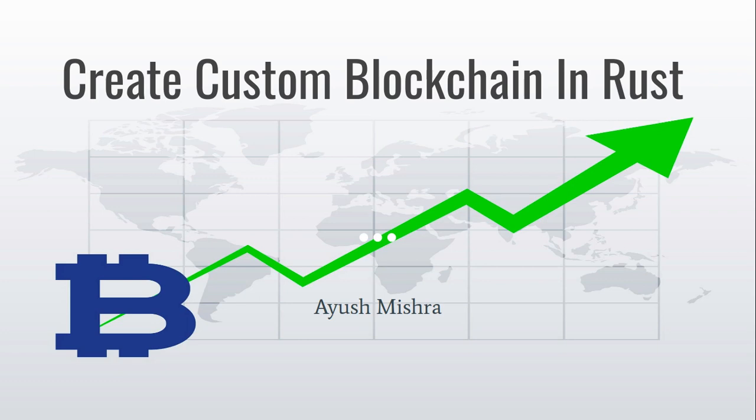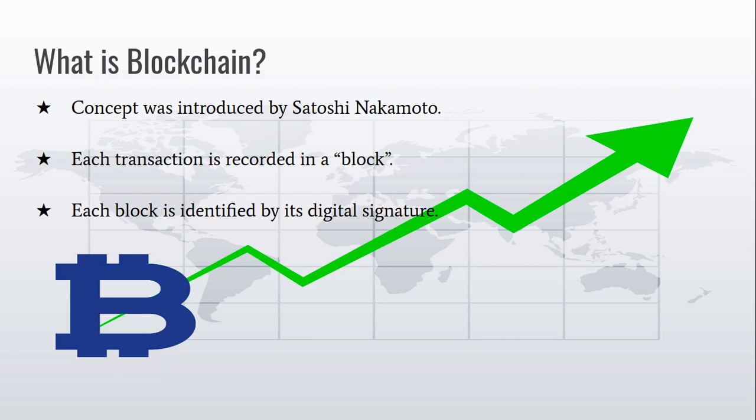So before we get started, let's take a look at what a blockchain is, what a block actually looks like, and what hashes are. This concept was introduced in 2008 by Satoshi Nakamoto as part of the protocol behind the digital currency Bitcoin. In blockchain, each transaction is recorded in a block. Each block has a special timestamp and links to a previous block. Each block is identified by a digital signature, which is a mathematical technique used to authenticate the block.